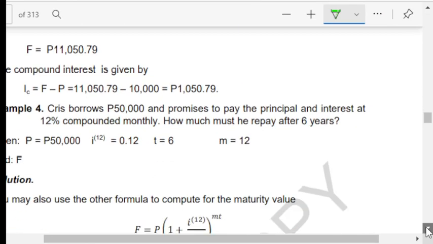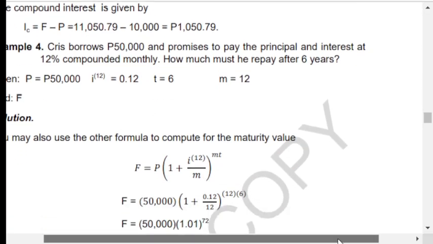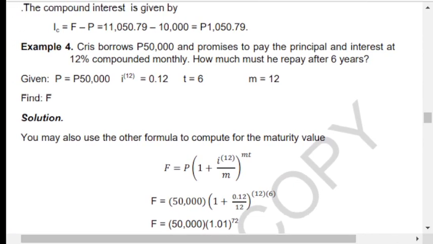Okay, so next is we have example number 4. Okay, Chris borrowed 50,000 pesos and promises to pay the principal and interest at 12% compounded monthly. So how much must he repay after 6 years? So we have a capital of 50,000 pesos, then our interest, since compounded monthly, so the power of 12 is equal to 0.12. Then T is 6 and N is 12.